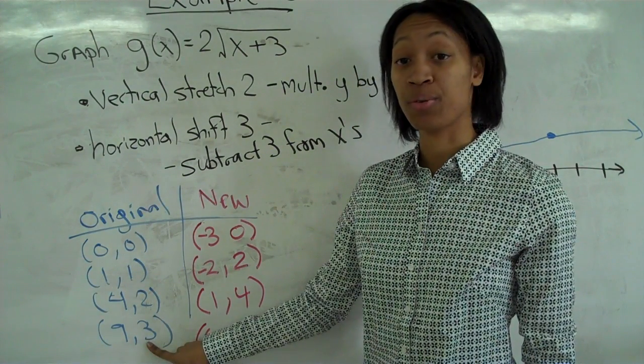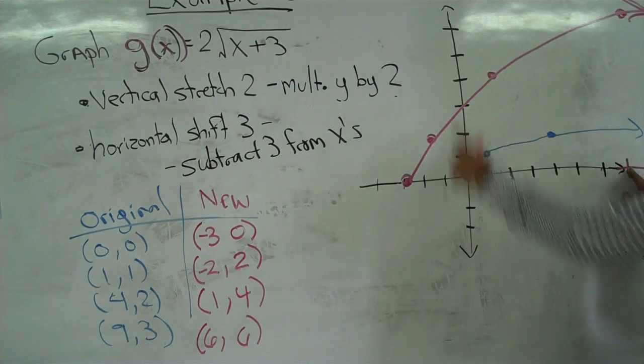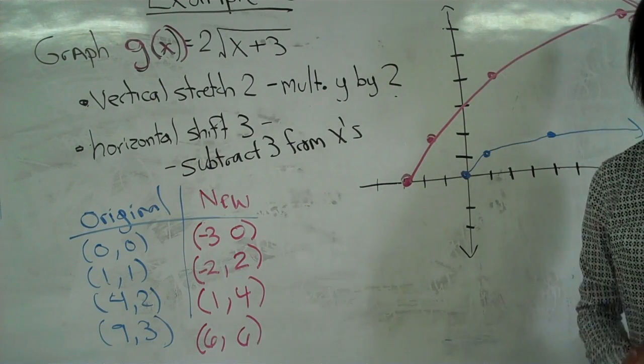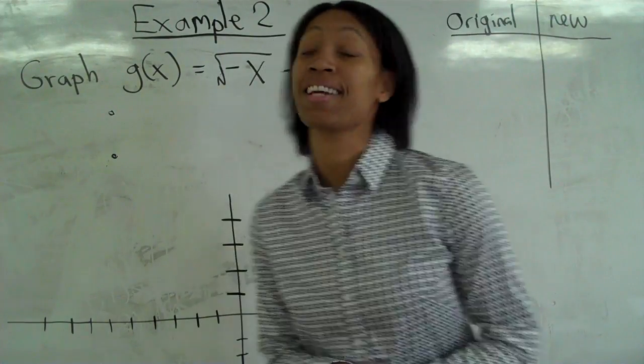3 times 2 is 6. And 6 gives us this point. So here is our graph of g of x. Second example. Okay, next example.